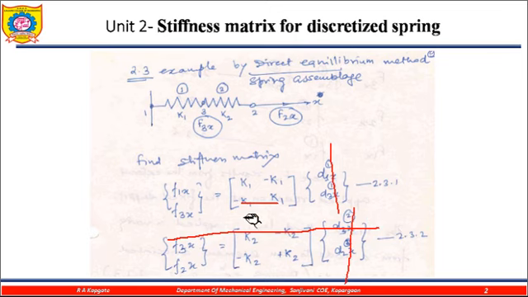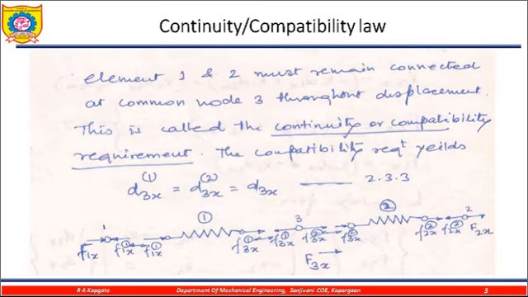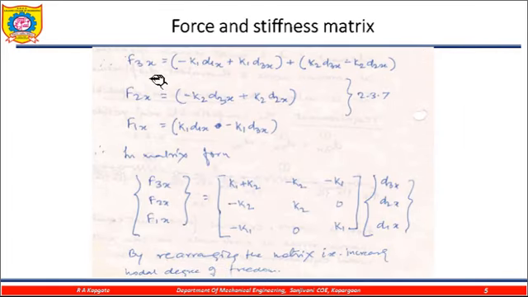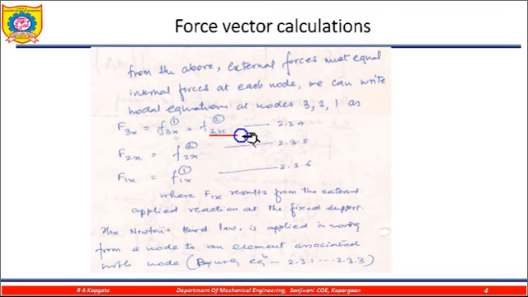So how to calculate this one? Now this is 1 by 2 and this is 2 by 1, so I am getting one term. That is minus k1 d1x, then plus k1 d2x, so here you can see that term is here. Now f3x is equal to minus k1 d1x plus k3 plus k2 d3x minus this one, because f3x is the addition of these two terms.